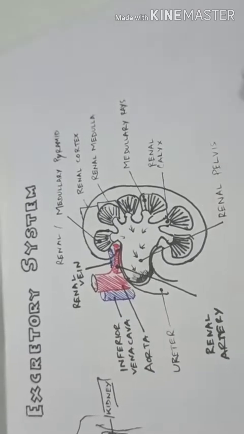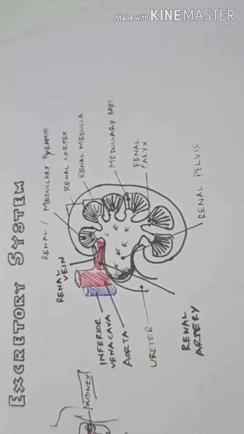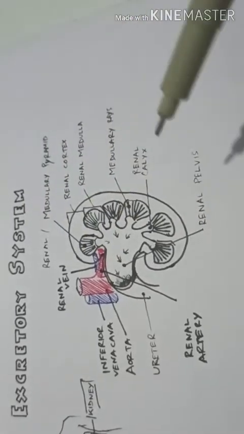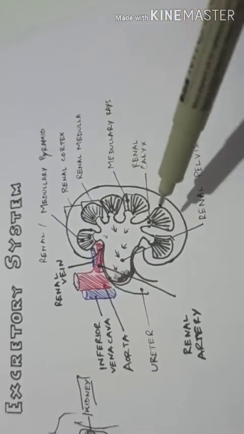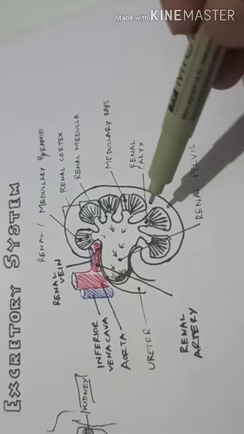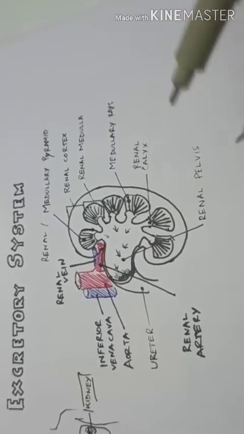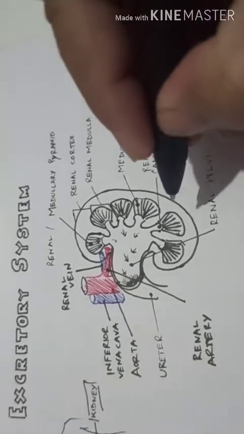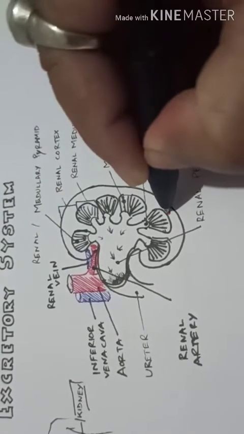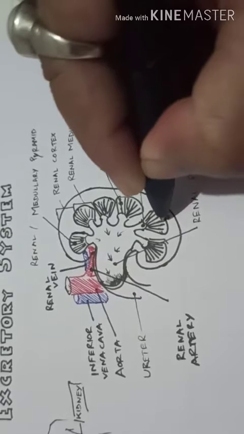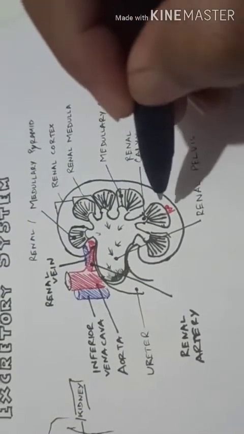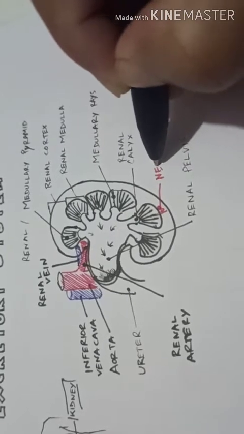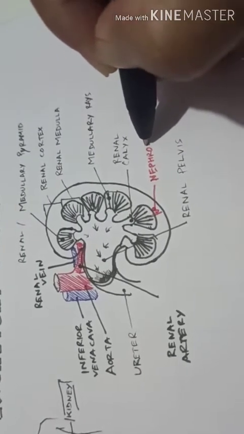Now this structure that you're seeing here is actually not the functional unit of the kidney. The functional unit of the kidney is something that is present inside, and this functional structure is actually going to be the nephron, which is present in this particular section right there. Right there we are going to find that the nephrons are present.